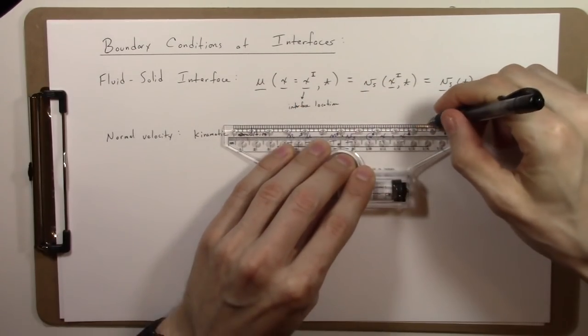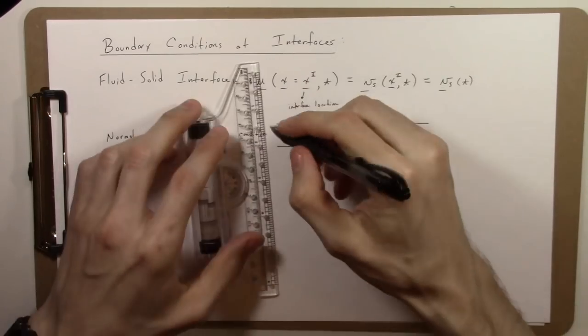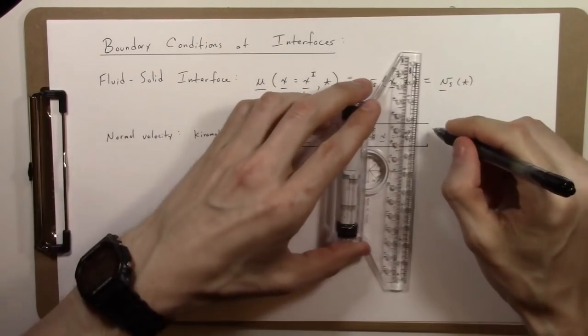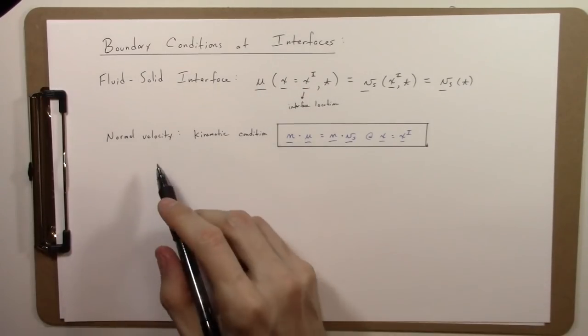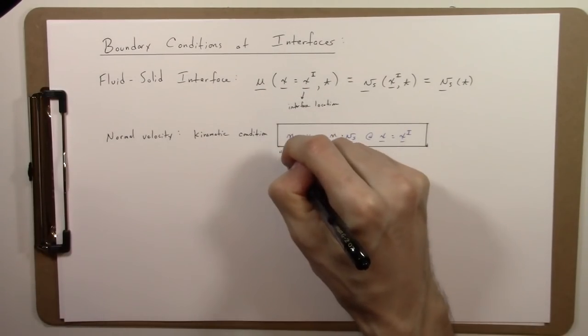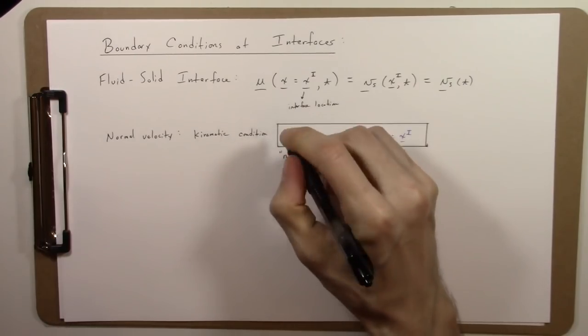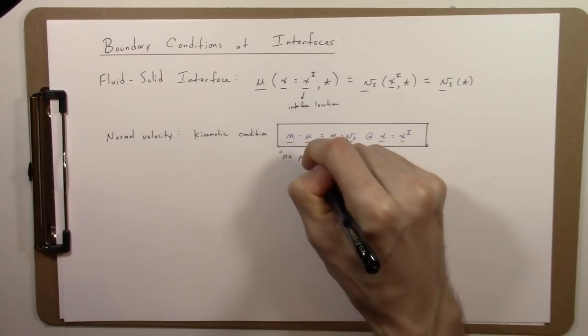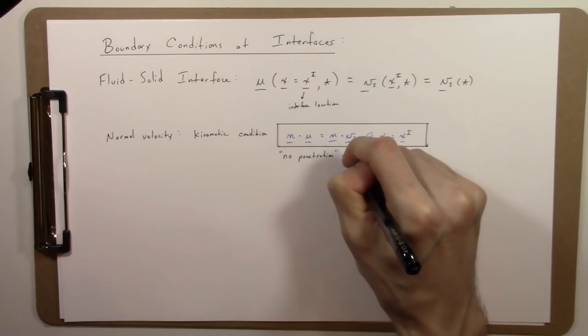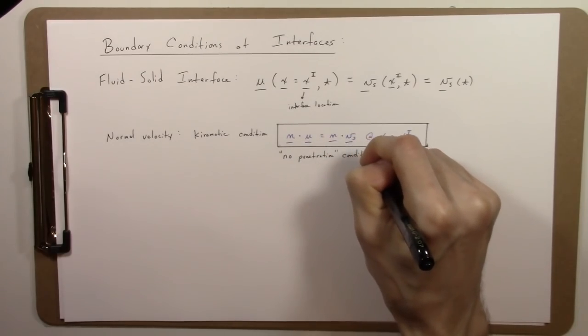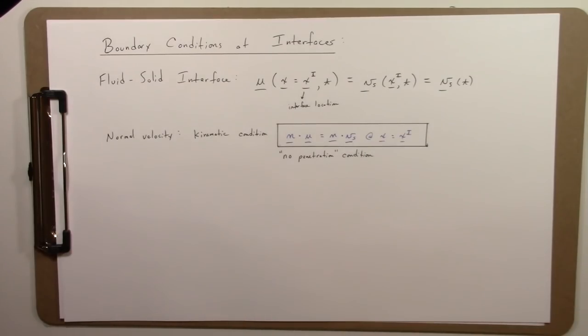This is extremely important. It should be memorized. Now this is known, as well as the kinematic condition, as the no penetration condition, because in an impermeable solid, there can be no fluid flow through it.